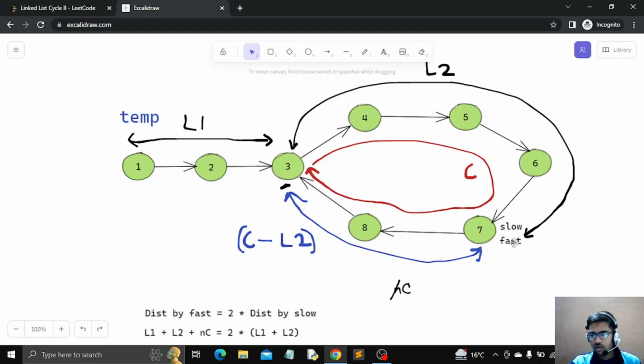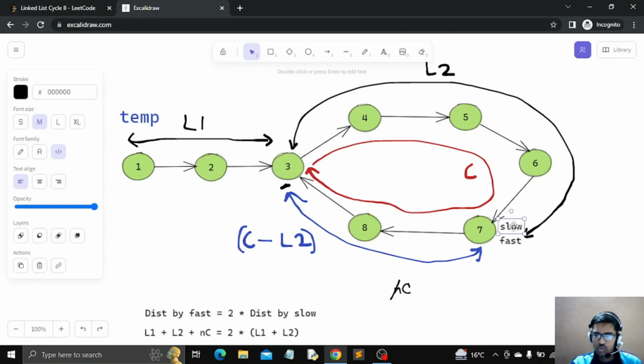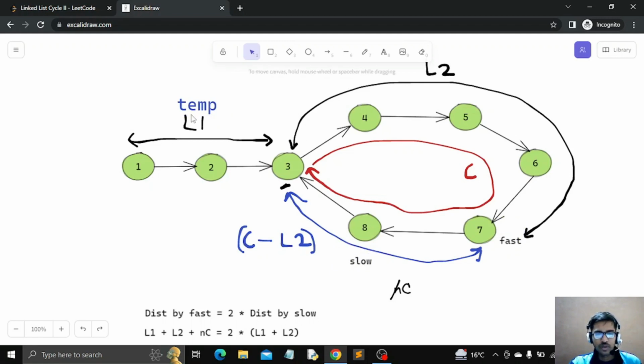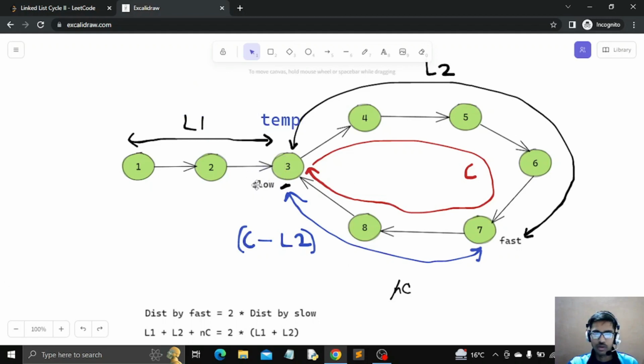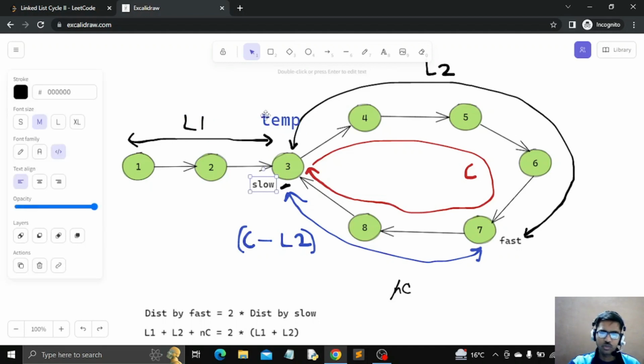Now what we are going to do is move the slow pointer from this coinciding node and the temp pointer from the head of the linked list, and both pointers we are going to move one step ahead. So we will move temp one step ahead and the slow pointer will also move one step ahead, like it was already moving. Now again the temp pointer will move one step ahead and the slow pointer will move to the next node. Now the node where these two pointers meet is the starting node of the cycle.